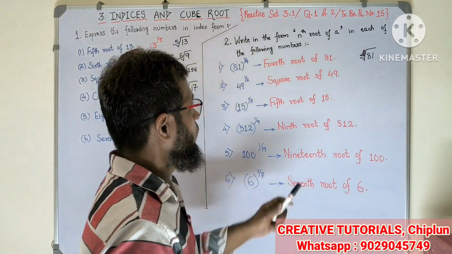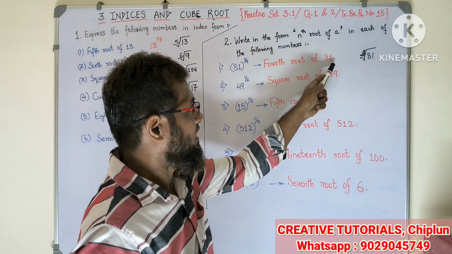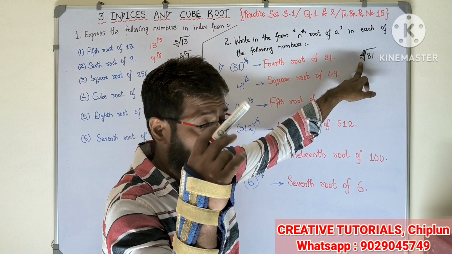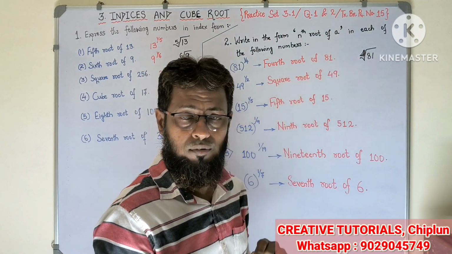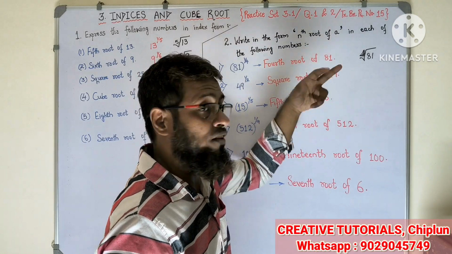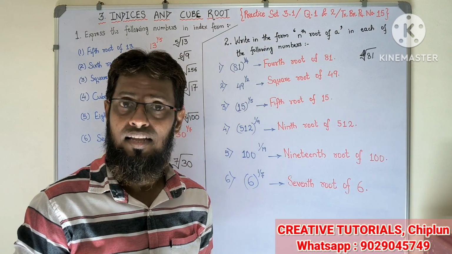I'm so sorry. So this is the 4th root of 81. Why? Because you can see in the pocket of this radical sign we have the number 4. So 4 means 4th root. The 4th root of which number? Of our radicand. So this is our radicand, 81.